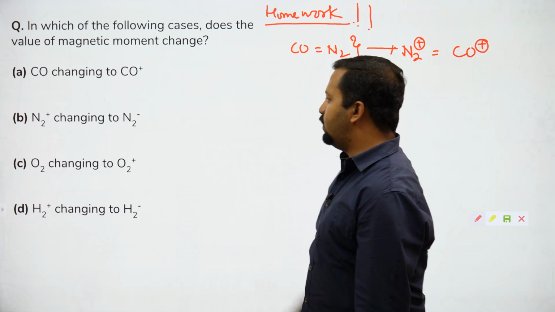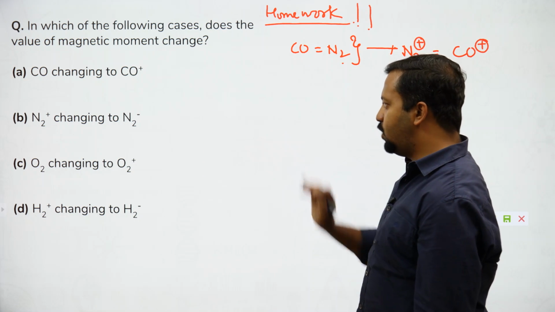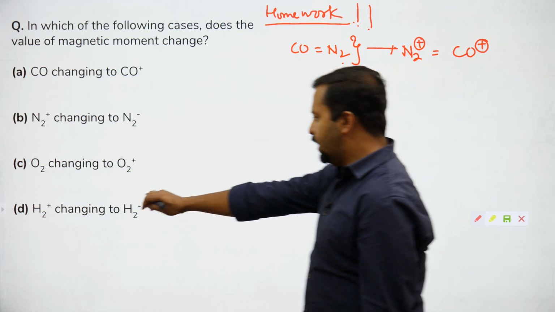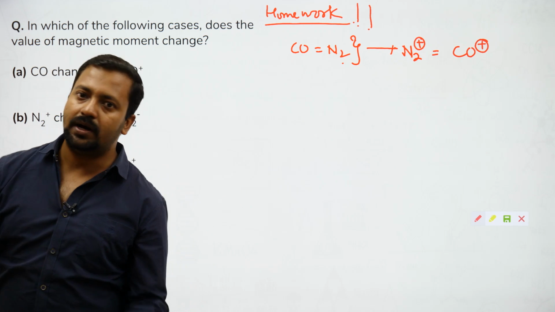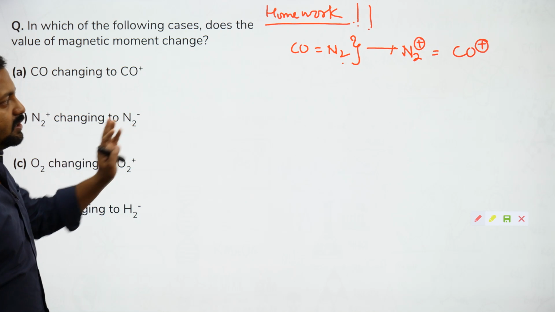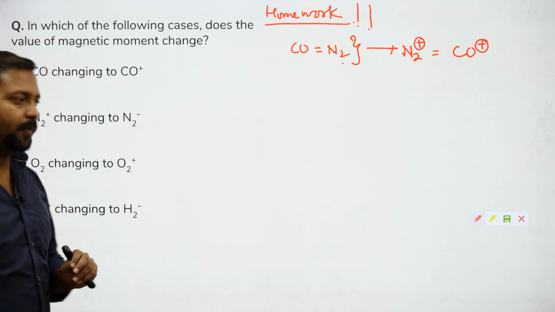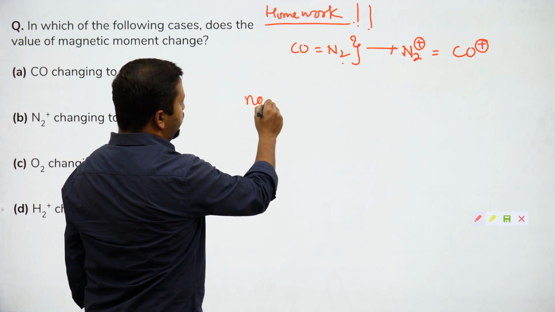N2 plus changes to N2 minus. You know this. We have just solved this. O2 changes to O2 plus. Try to write the MO configuration. H2 plus changes to H2 minus. Try to write the MO configuration. Once you solve this question, you will get certain results. The number of unpaired electrons will give you the magnetic moment.